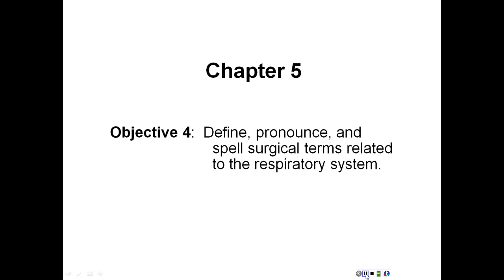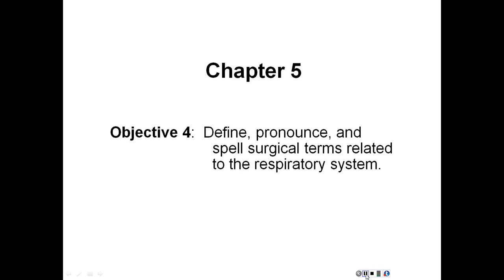Tonsillectomy, excision of the tonsils. And remember, the word excision just means removal, so they're removing the tonsils. Tracheoplasty, surgical repair of the trachea. Tracheostomy, creation of an artificial opening into the trachea. And then tracheotomy, incision into the trachea.